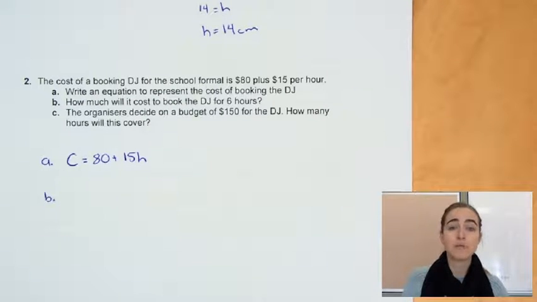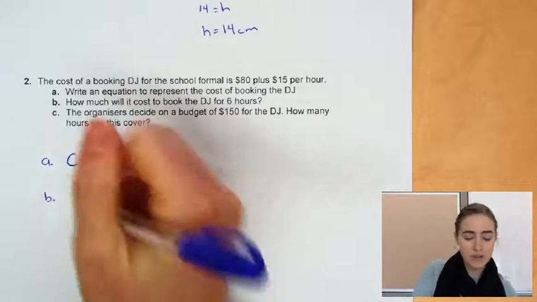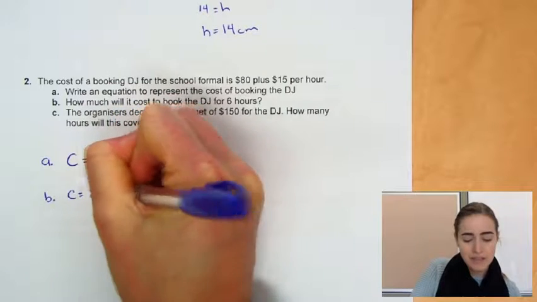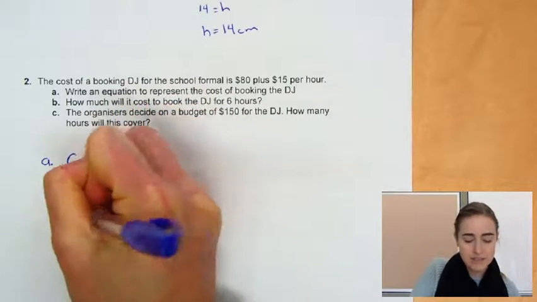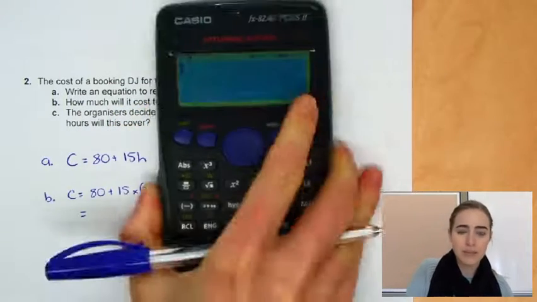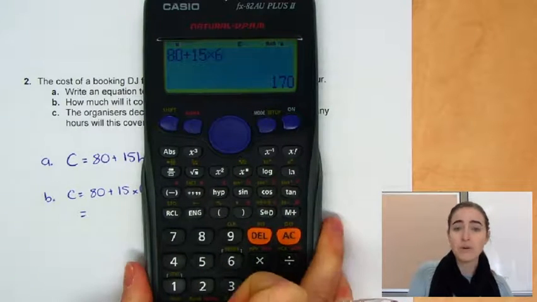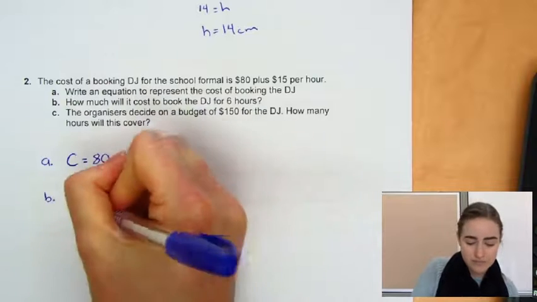Part B says how much will it cost to book the DJ for 6 hours? So we'd go, the cost is equal to 80 plus 15 times 6 for the 6 hours, and we can put that in our calculator and end up with $170.